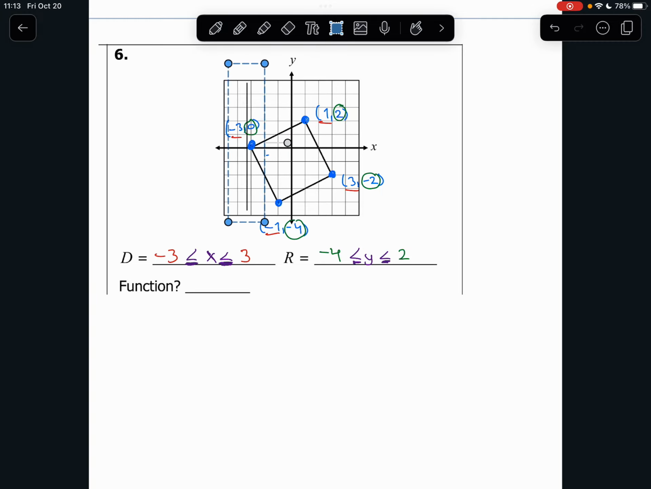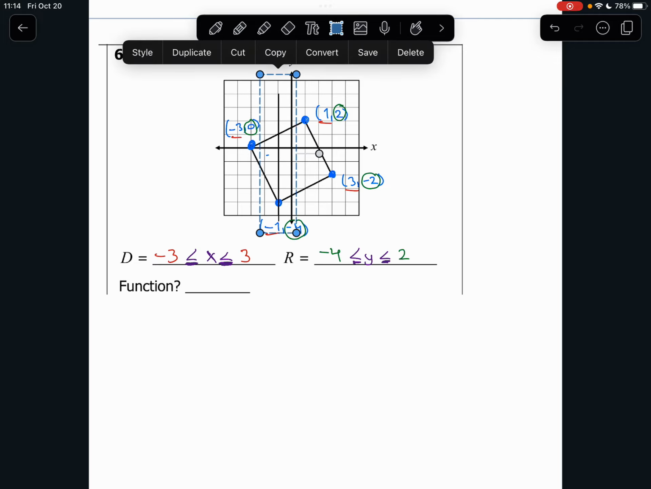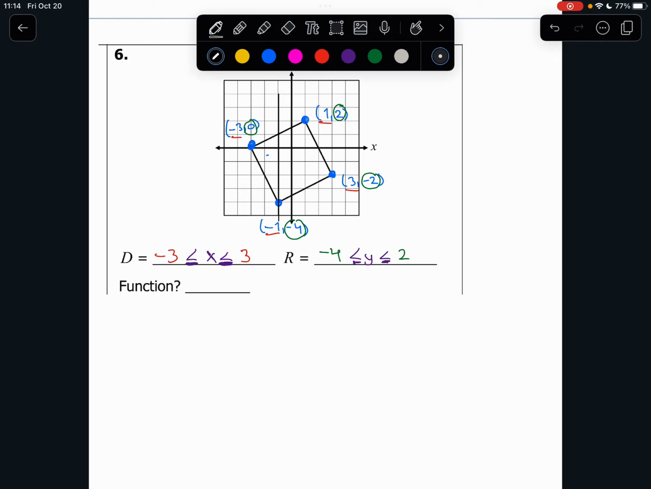Anytime that this line touches the graph more than once, then that's automatically going to be not a function. If you look right here, it's touching the square or the rectangle, whatever it is, twice in two different places. See, it's touching it here, and here. And that already messes it up. So therefore, this is not a function. And we say it's not a function because it fails the vertical line test.